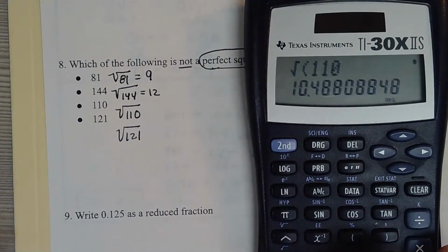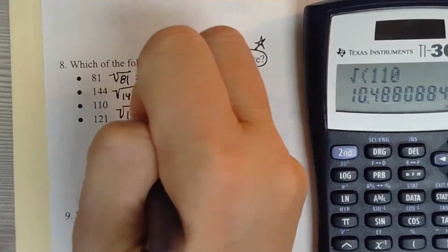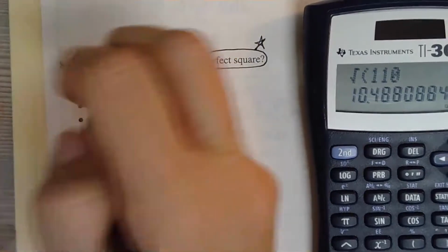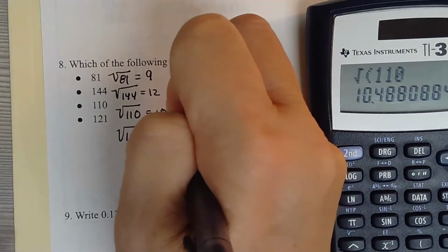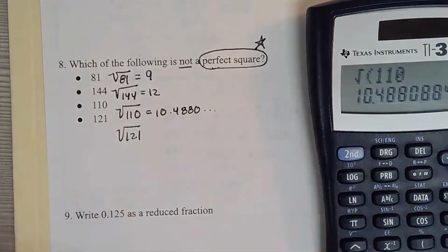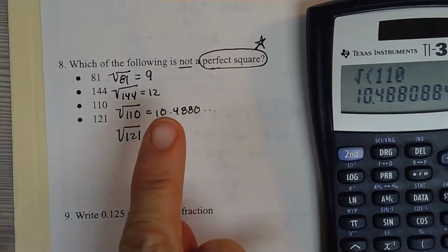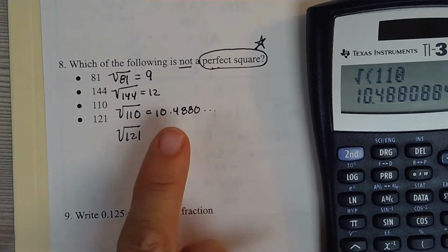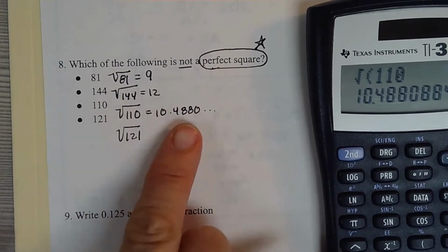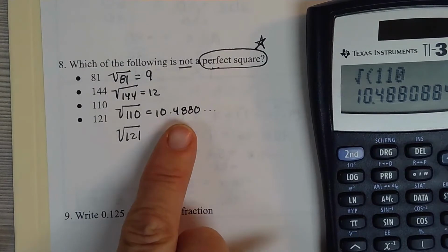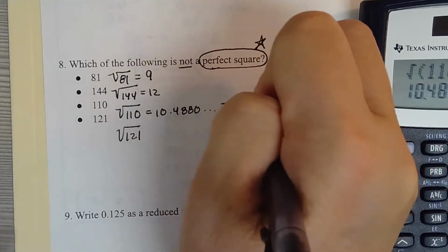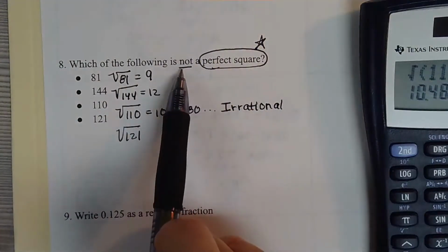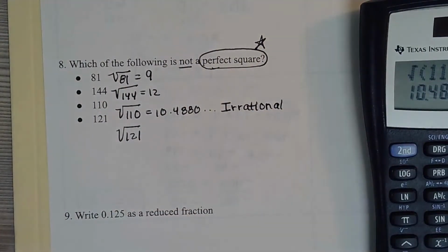110. Oh, not a perfect square. So this equals, let's see, 10.4880. This is a decimal number that does not terminate, that means stop, or repeat. Doesn't terminate or repeat, okay? That means it's irrational. And things that are not perfect squares are irrational, okay?